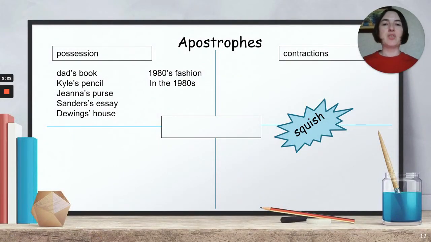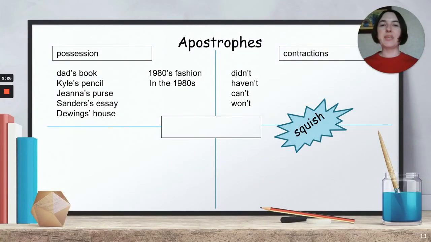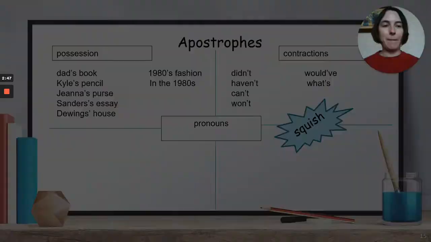Contractions are when we take two words and squish them together. These are pretty easy as well. Did not becomes didn't, have not becomes haven't, cannot becomes can't, will not becomes won't, would have becomes would've, what's is a little bit tricky, what is becomes what's.